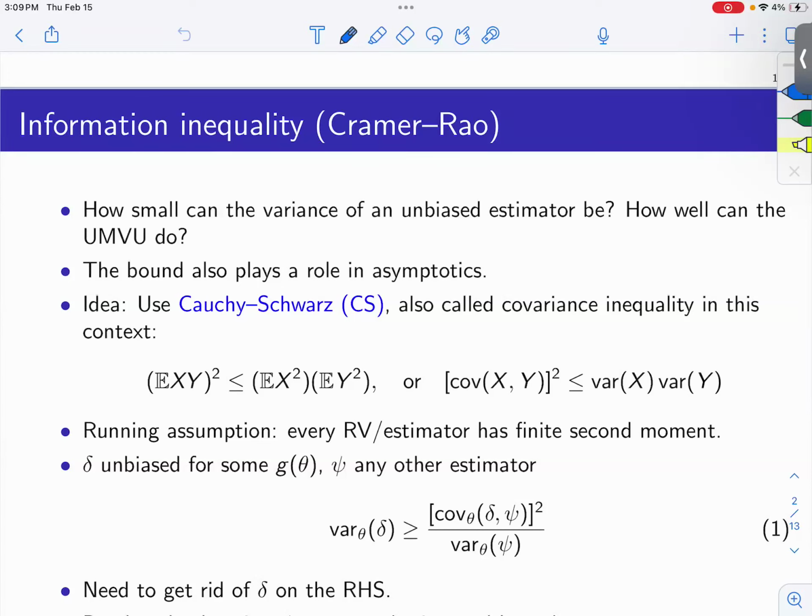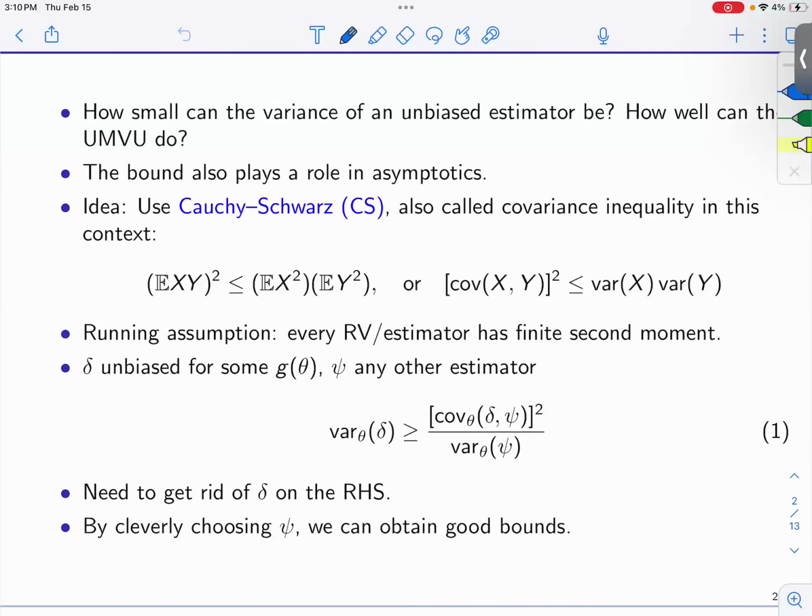So this puts some sort of performance limit on how much you can reduce the variance of an unbiased estimator in a parametric model. The idea is very simple, and it also plays a role in asymptotics. The idea is to use the Cauchy-Schwarz inequality, also known as the covariance inequality. So this is the Cauchy-Schwarz inequality with random variables. And if you remember the L2 representation of random variables, the inner product squared is bounded by the norm squared.